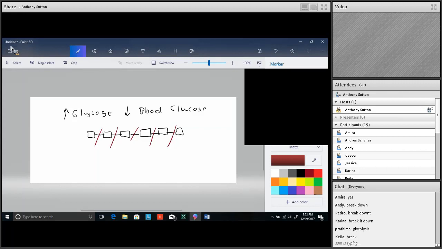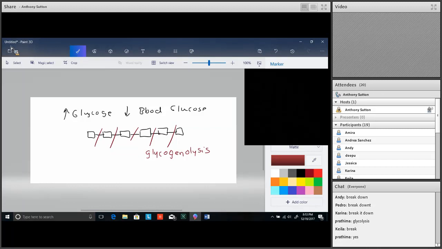Well, not glycolysis, Prathima. Glycolysis is breaking down the glucose. This is breaking down glycogen. So we actually call this glycogenolysis, not glycolysis, but glycogenolysis. Does that make sense, Prathima? You got it? Okay, perfect.